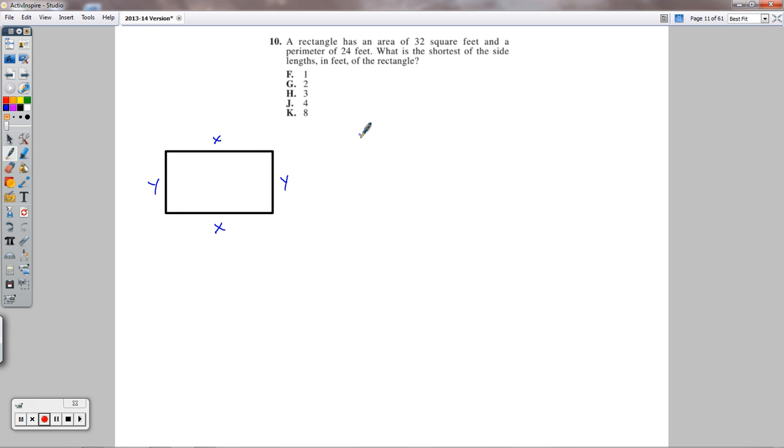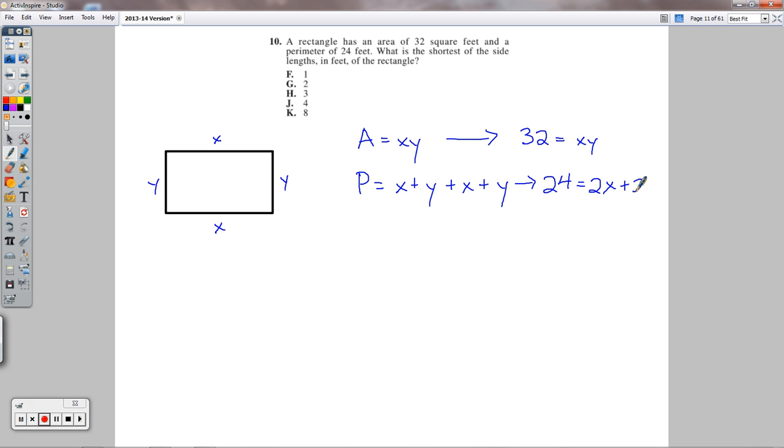The area of a rectangle is always going to be length times width, so in this case X times Y, and the perimeter is always all the sides added up together. So you've got X plus Y plus X plus Y. In this case the area we know is 32 square feet, so you've got 32 equals X times Y, and the perimeter we know is 24. So you've got 24 equals two X's plus two Y's.